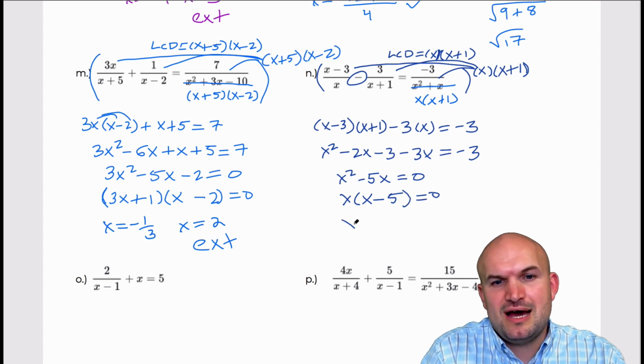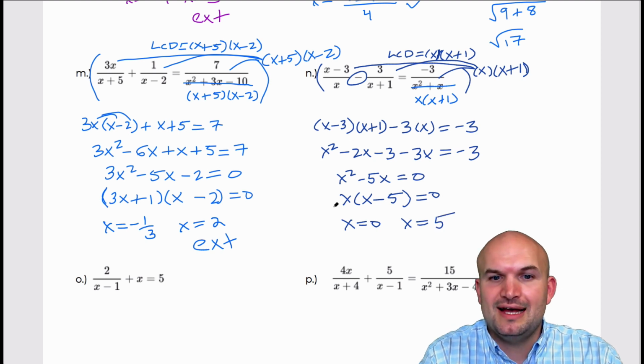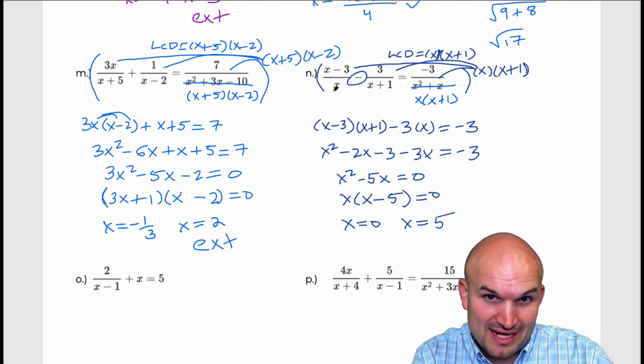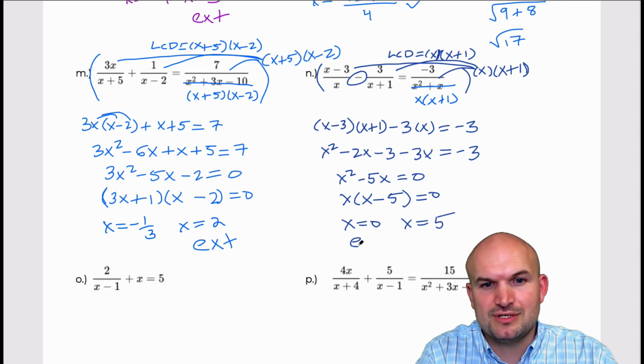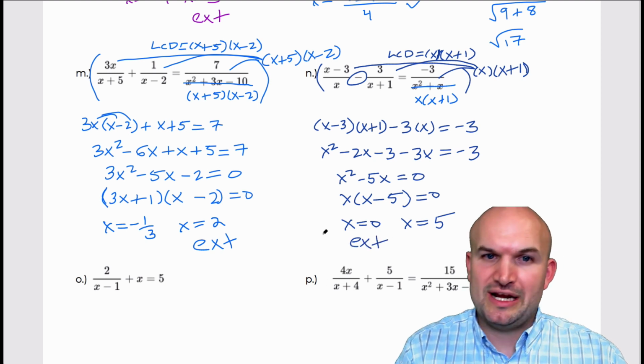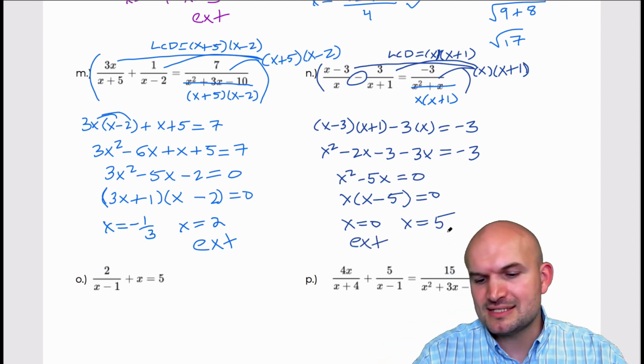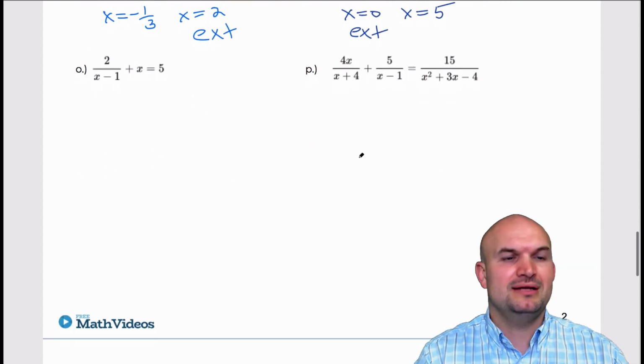is equal to 0. And now I can use the zero product rule, say x is equal to 0 and x is equal to 5. And again, you can see that when I plug 0 back into this equation, I get an extraneous solution. So that is going to be extraneous as well. All right, on to the last two.